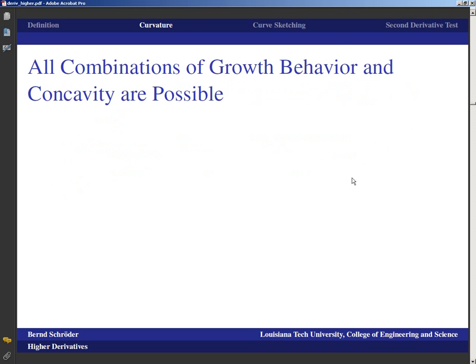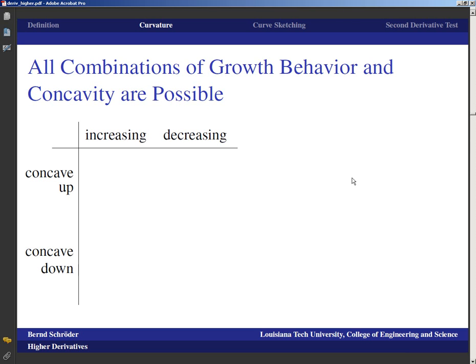Now, as I said before, for the combinations of growth behavior, there are 4 possible combinations, and they're all possible. So you've got growth behavior, there are 2 possibilities, increasing, decreasing, and for concavity, we have concave up and concave down. Well, what does increasing concave up look like? It has to be increasing, and the slopes have to get steeper. So it's got to be something that looks like this.